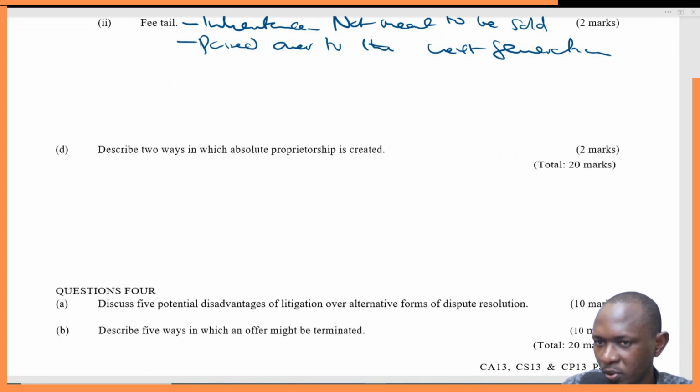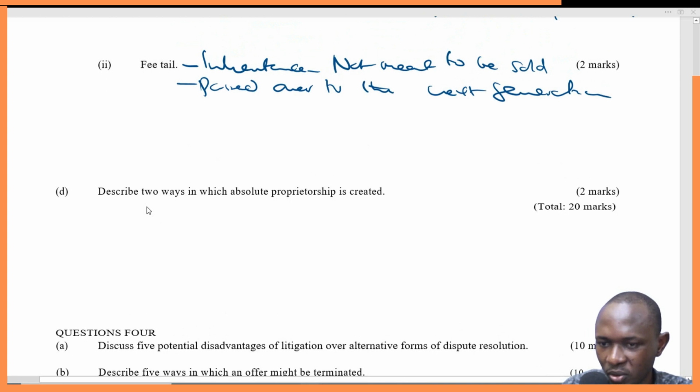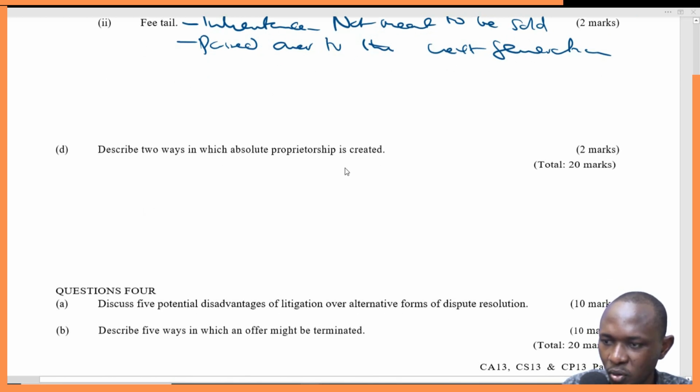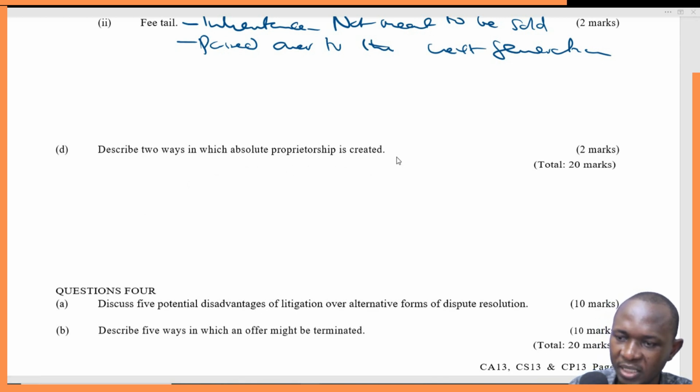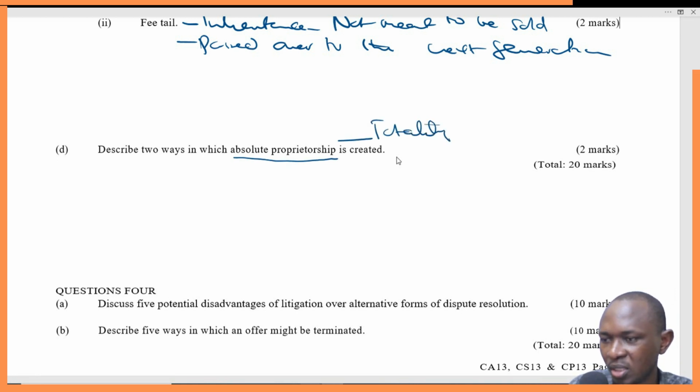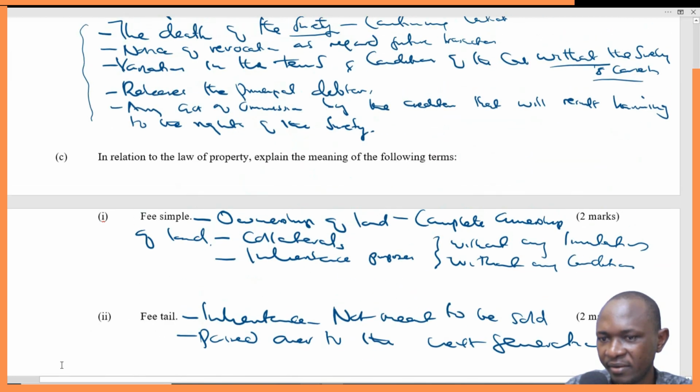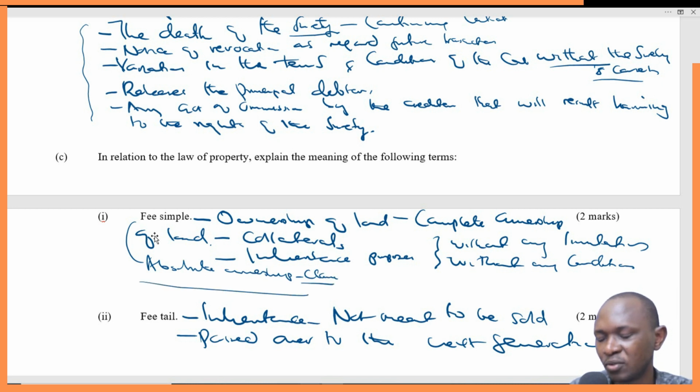So we move to the next bit of this question. Describe two ways in which absolute proprietorship is created. Absolute proprietorship. This is ownership in totality. That's what we mean by absolute proprietorship. Just like here in fee simple, we also talk of absolute ownership, where you have all the claim and you can use this land as you wish.